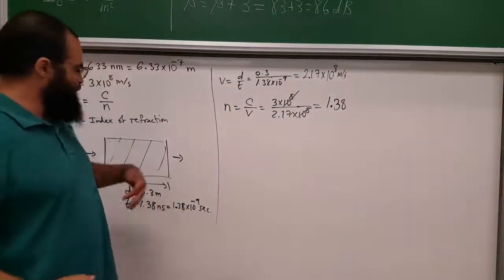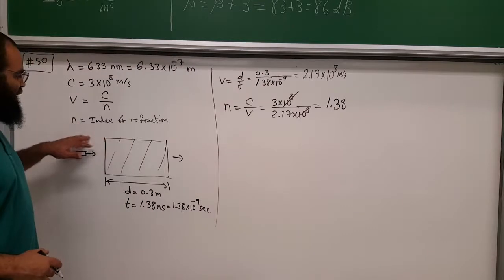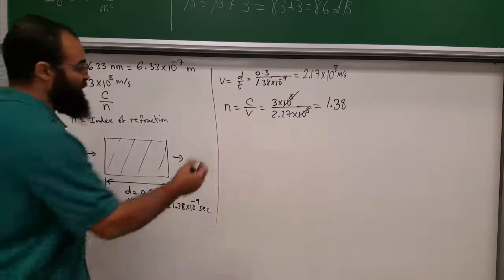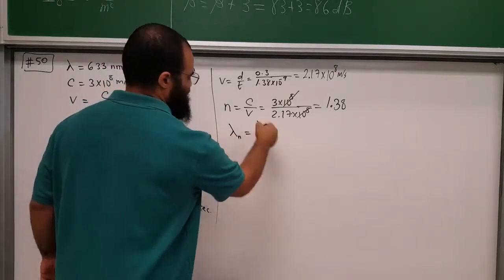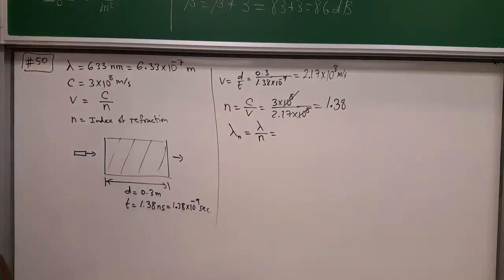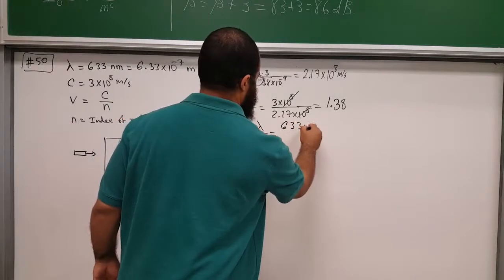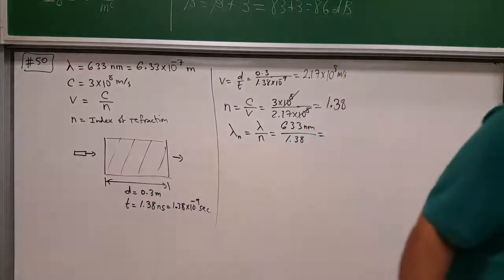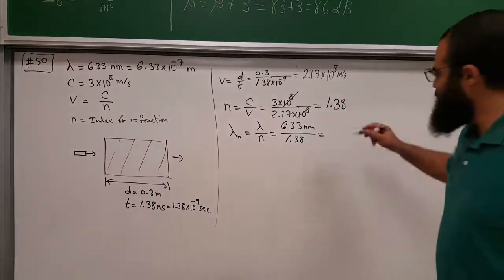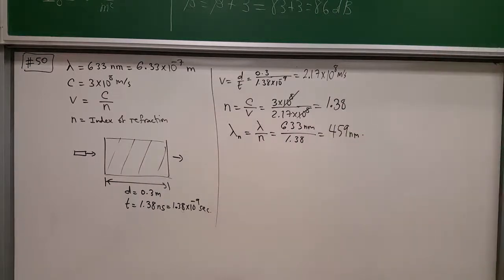I remember we said that when the light goes outside and inside, the frequency doesn't change. However, the wavelength changes. The wavelength inside this medium, let's call it lambda n, will be the wavelength in vacuum divided by n. That's also in the book. And it's just 633 nanometers divided by 1.38. So it would be a slightly shorter wavelength in this medium, and it would be 459 nanometers. Okay, so that's that.